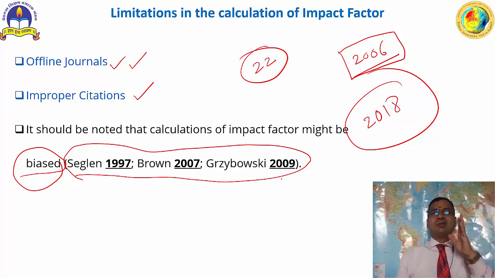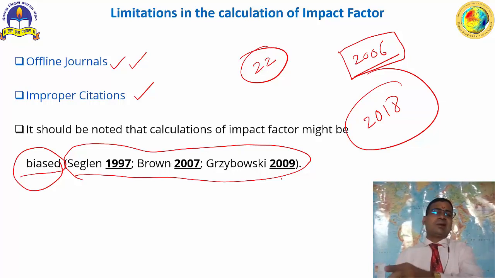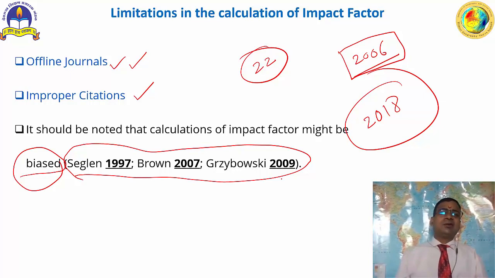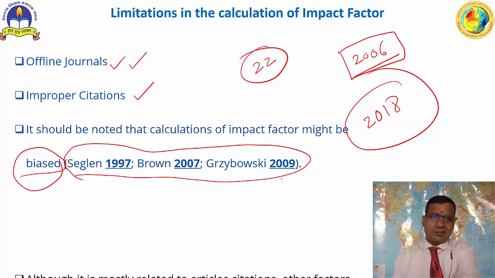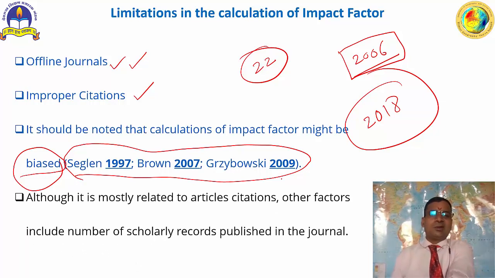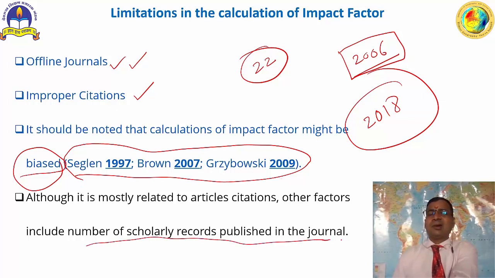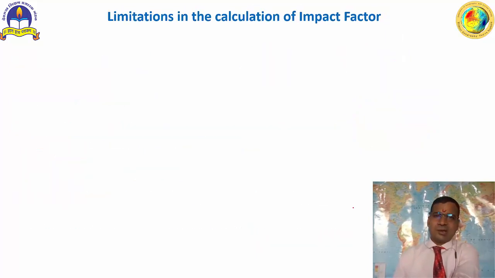Still, the person from USA included these journals in predatory journals. At that time it was purely biased. So this sentence I incorporated here. It should be noted that calculation of impact factors might be biased. Then, although it is mostly related to article citations, other factors include the number of scholarly records published in the journals. But I am very sad to say that these factors or the other parameters are not considered while assigning the impact factor to the journal.